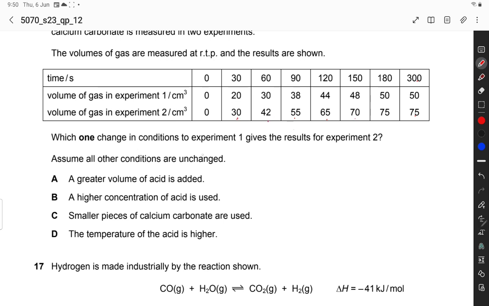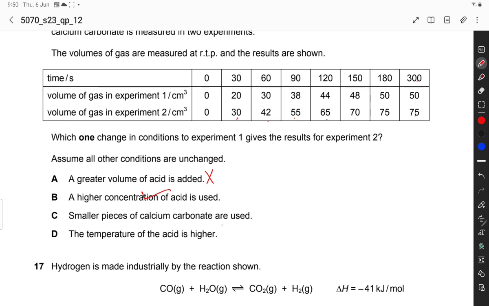So which one change in condition to experiment 1 gives the result for experiment 2? Assume all other conditions are unchanged. A greater volume of the acid is added. No, it is not correct, because volume does not increase the volume of gas per unit time. A higher concentration of acid is used. So higher concentration, increasing the concentration increases the rate of reaction, and more volume of gas per unit time is produced. So it might be correct.